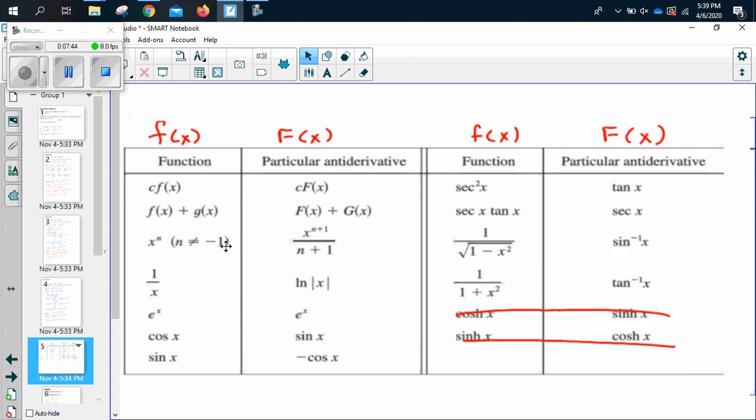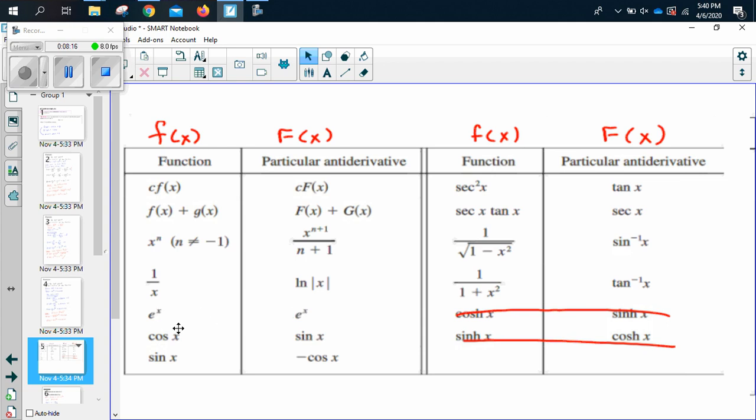As long as n is not equal to -1, you add 1 to the exponent and divide by the new exponent. If n is -1, then this is 1 over x, and the antiderivative of 1 over x is the natural log, but you have to go absolute value of x so that the function's defined, because x has to be positive in order to take the log of the number. And the antiderivative of e to the x is e to the x.